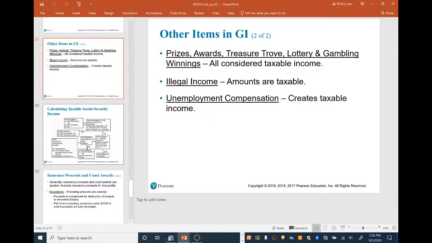Unemployment compensation. This creates taxable income. So both government financed and employer financed unemployment compensation are fully included in gross income.